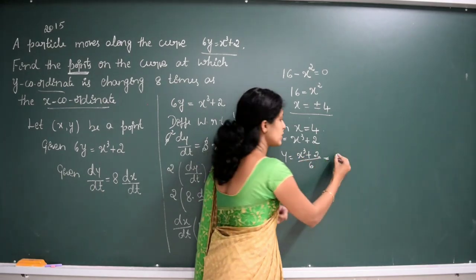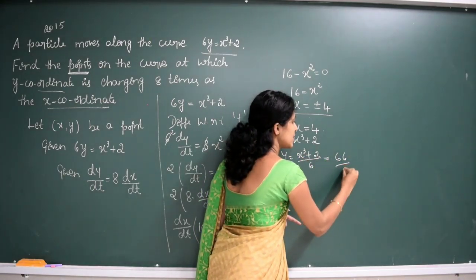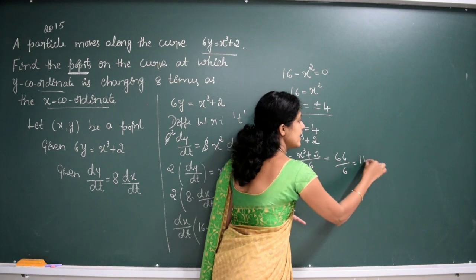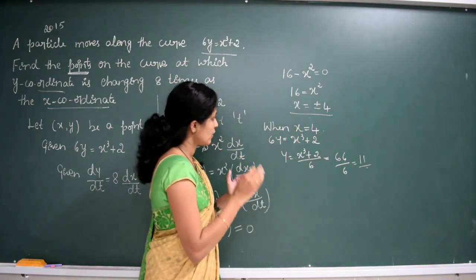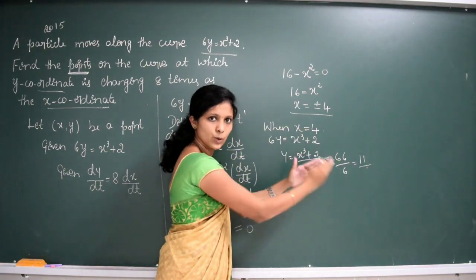64 plus 2 will be 66 divided by 6, so this will be equal to 11. Is it clear? When the value of x is equal to 4, y will be equal to 11.